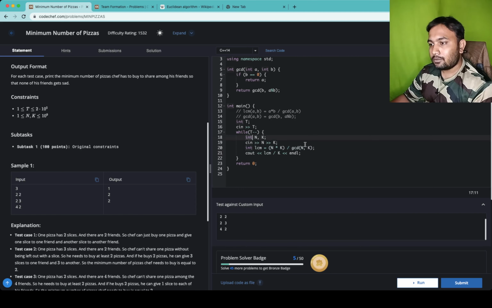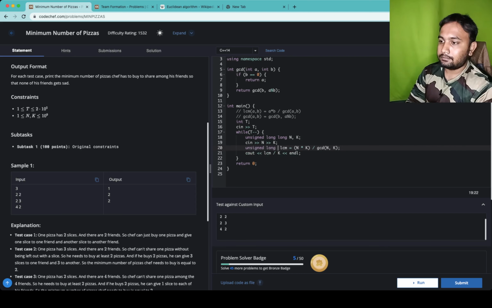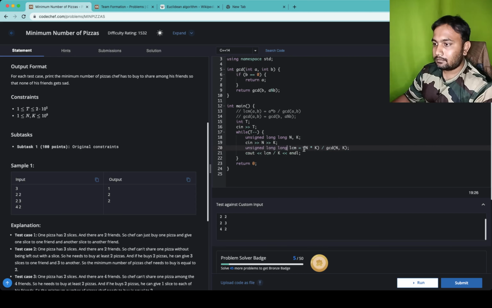So what we can do is just use unsigned long for this as well. When we are trying to multiply n and k, it is still going to give us integer overflow because GCD is an integer. So we need to convert this GCD integer to unsigned long, so that the final output is unsigned long.